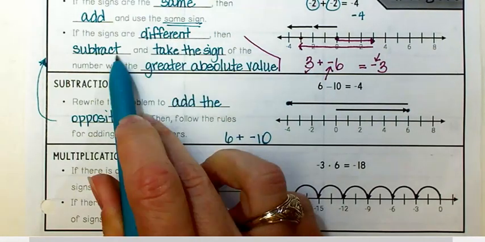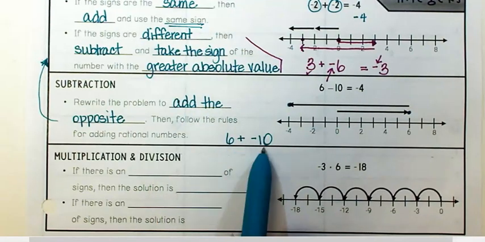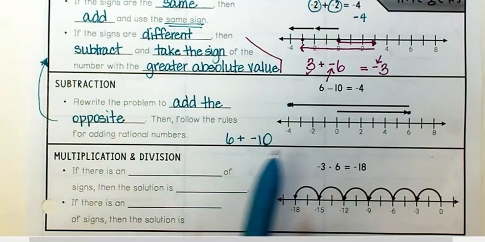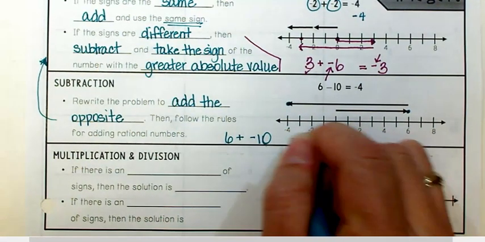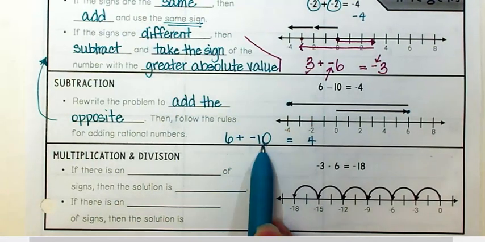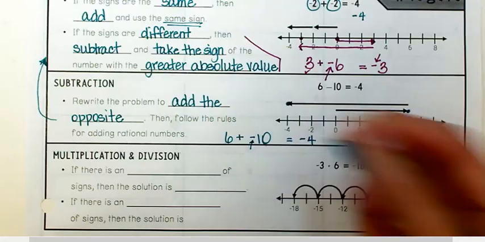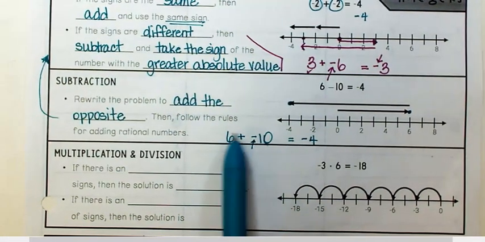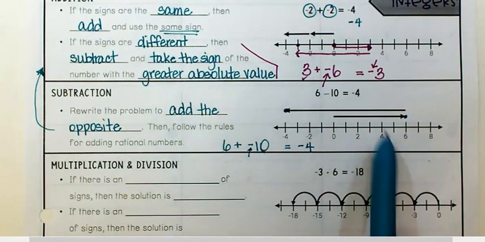If the signs are different, which remember we added the opposite to make it look like this, the signs are now different. This is a +6, this is a -10. I subtract, 10 minus 6 is 4, but I need to take the sign of the greater absolute value. The absolute value of -10 is greater than the absolute value of 6. So that sign wins.